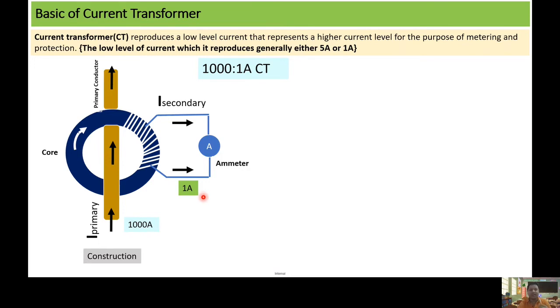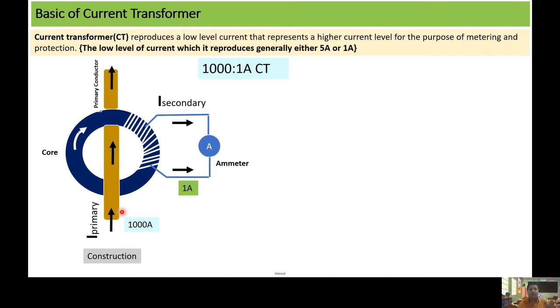Then if you put an ammeter on the secondary side, you will see that 1 ampere is flowing on the secondary side, which will give you an indication that the primary side has 1000 amp of current flowing. So this is how a measurement is carried out in a CT, and this is what the basic construction of a CT looks like.